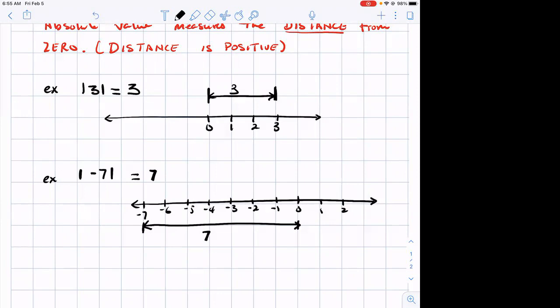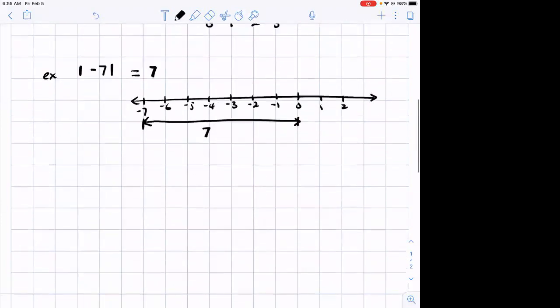Now, you will observe that if we continue to do this, if I ask you what is the absolute value of 2, you will tell me that answer is 2. And if I ask you what is the absolute value of -2, you will also tell me that result is 2, if you do it on the number line. So whatever is on the inside of the absolute value can be positive or negative, but the result is always positive.